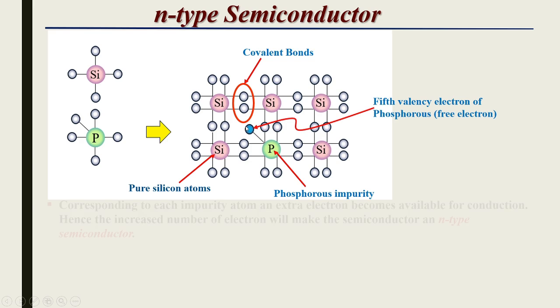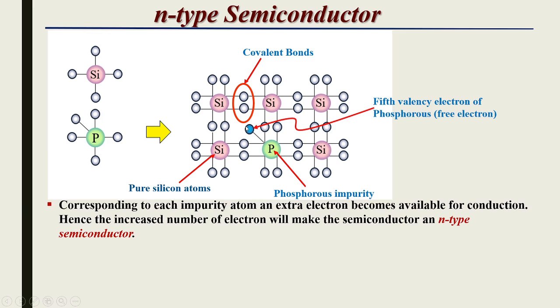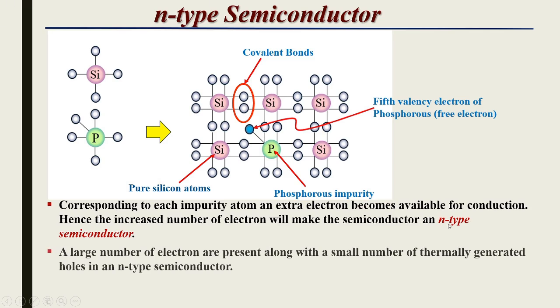So as we add more of these impurity atoms, more and more free electrons become available. Corresponding to each impurity atom, an extra electron becomes available for conduction. Hence, the increased number of electrons will make the semiconductor an n-type semiconductor. N means negative, and this free electron has a negative charge, and that's why this is called an n-type semiconductor.